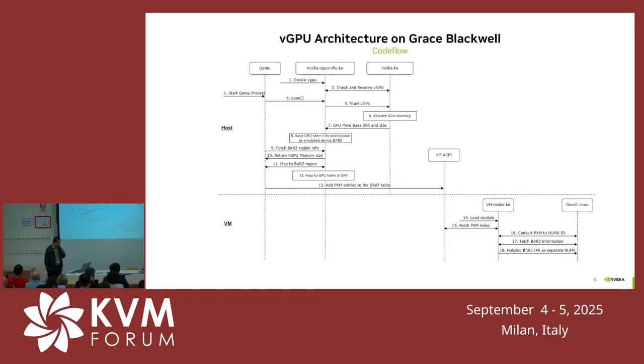So the VM boots up and there would be a load module request, and the first thing it would do is fetch the proximity domain indexes. Then it would ask the kernel to convert that into the NUMA node ID, and it would then fetch the BAR2 information. Remember that this is mapped to the GPU memory, right? And then it would hot plug that as a separate NUMA node. So within the VM, after all of this happens, the GPU memory is essentially added within the VM, and the Linux MM within the VM can allocate on it.